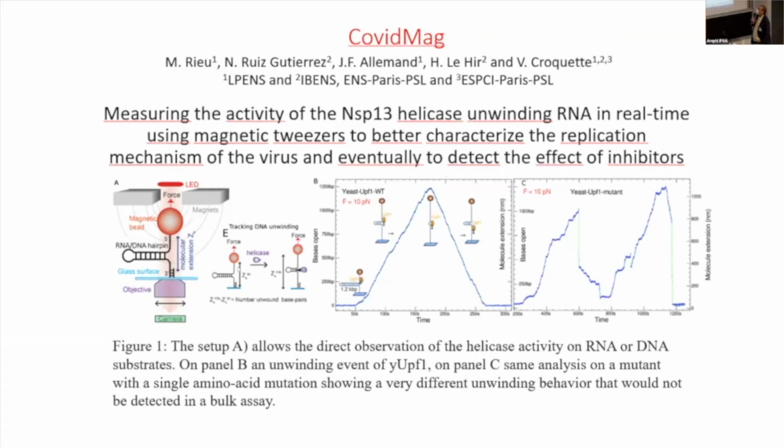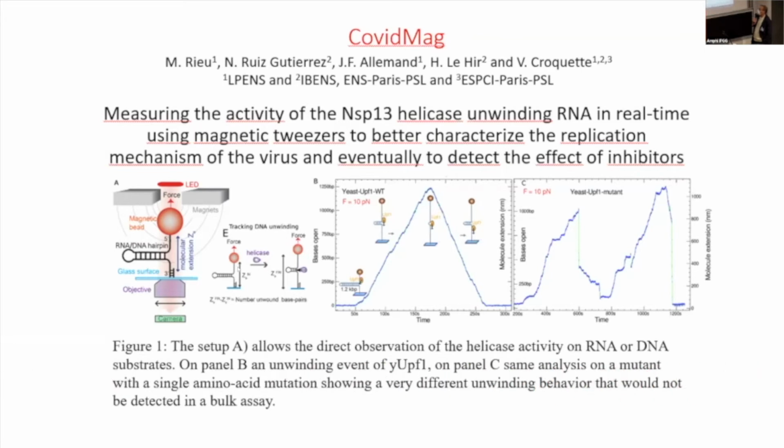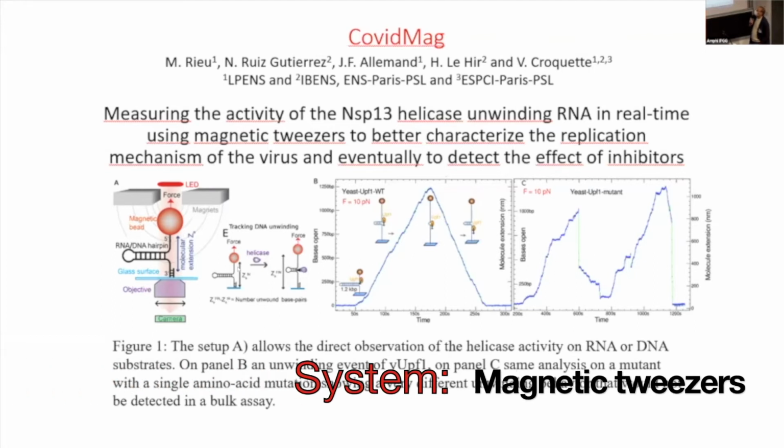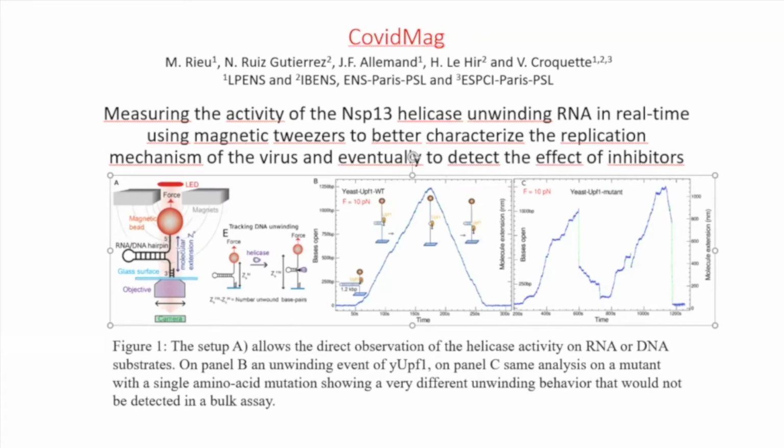Here, for instance, I show the example of the UPF1 helicase, which is a very close relative of NSP13. So it's also an RNA helicase. This is previous work. The idea is that we use a magnetic tweezers system. This is a device where we pull on an RNA molecule. Here we have a magnetic bead, here we have an RNA hairpin, and this is a template on which the helicase is going to load.